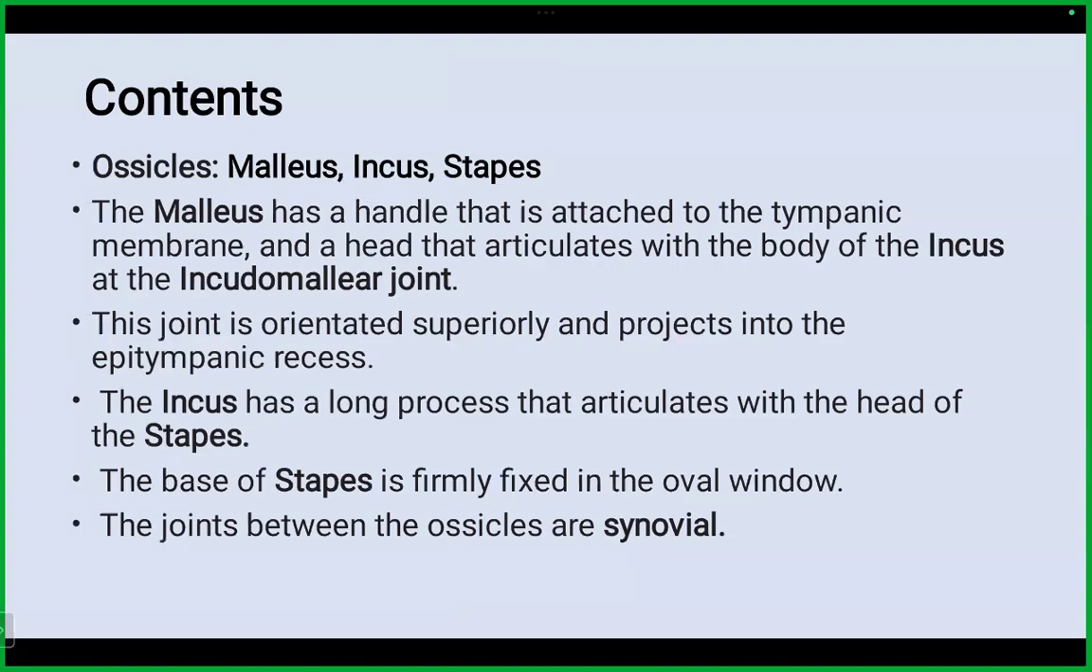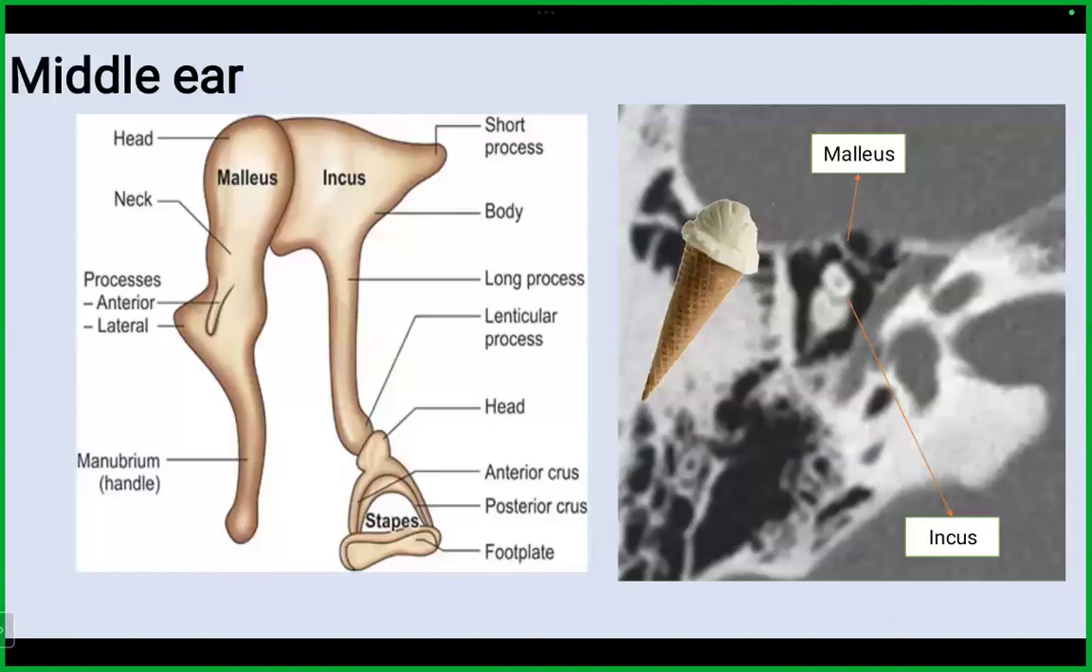The contents of the middle ear: we have the ossicles, malleus, incus, and stapes. The malleus has a handle that is attached to the tympanic membrane and a head that articulates with the body of the incus at the incudomalleolar joint. The joint is orientated superiorly and projects into the epitympanic recess. The incus has a long process that articulates with the head of the stapes. The base of the stapes is firmly fixed into the oval window, and the joints between the ossicles are synovial joints. On CT, the incus and malleus appear as an ice cream cone.